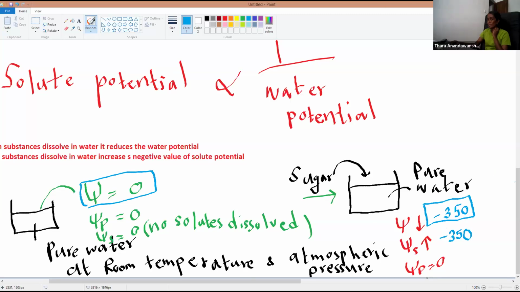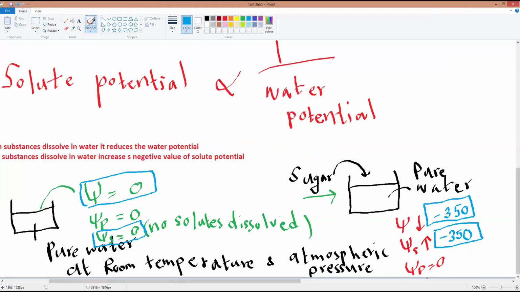Psi S value was 0. It has increased in negative value. So that way it has increased. More solutes dissolve, meaning psi S has increased, but negative value is increased. Can you understand? Yes, teacher. I write that to the second one. I want third diagram as well.